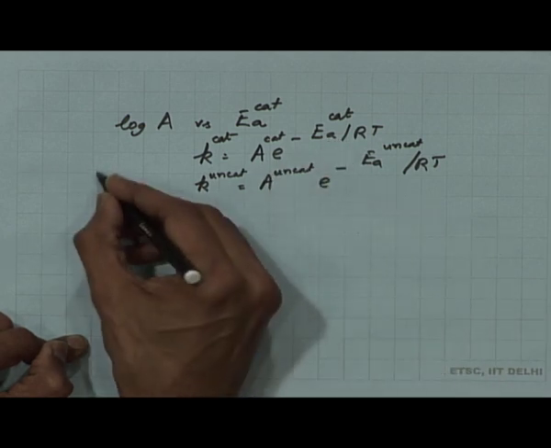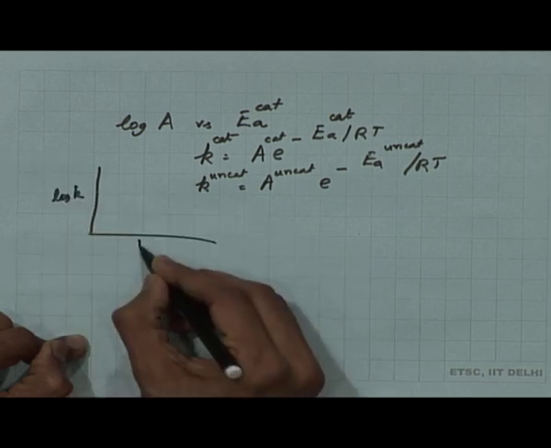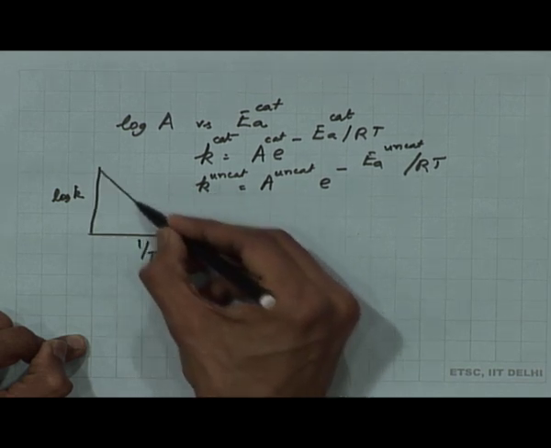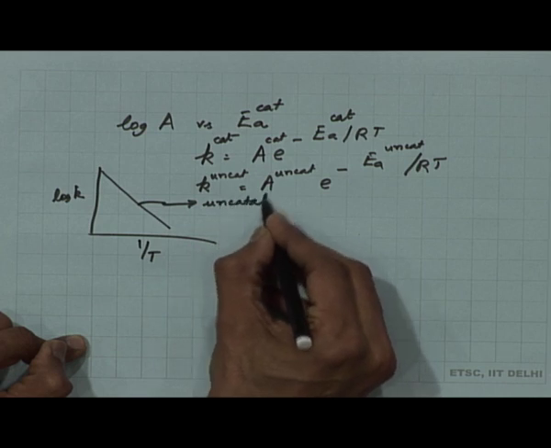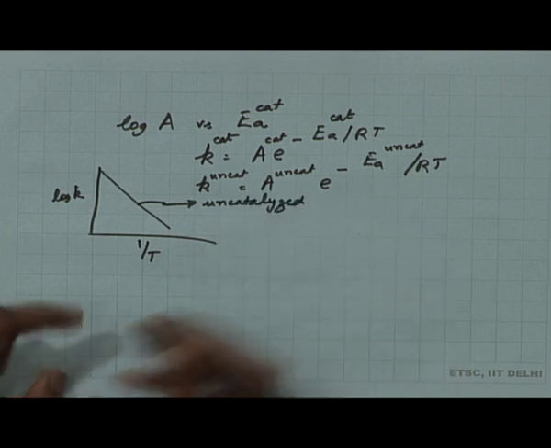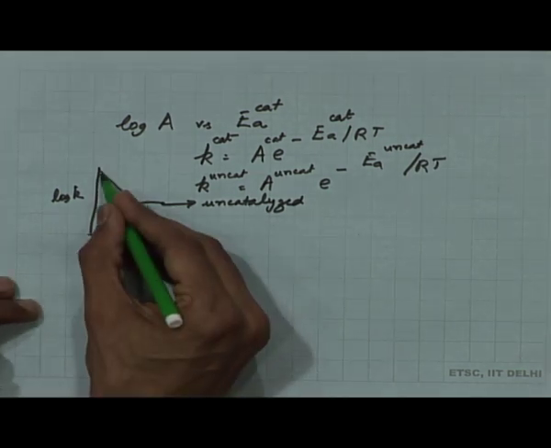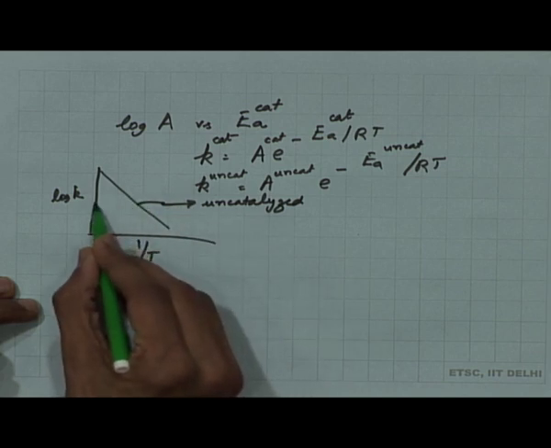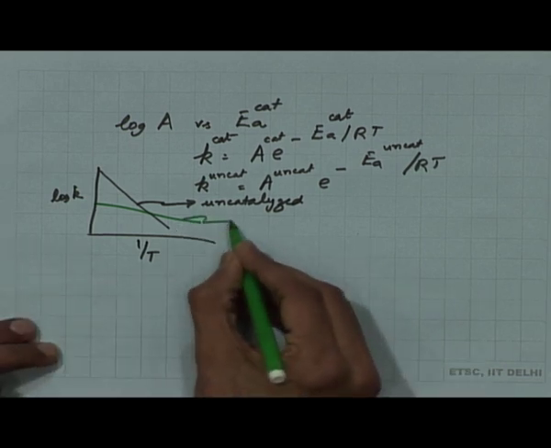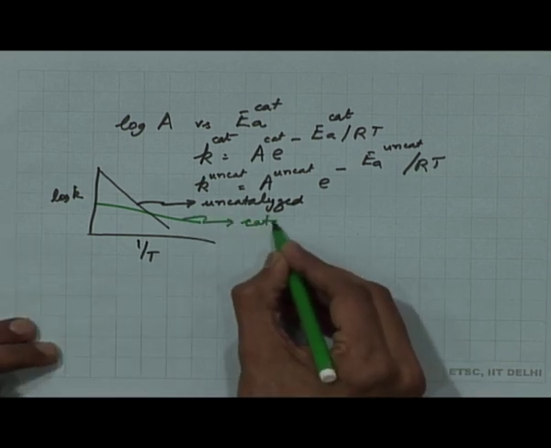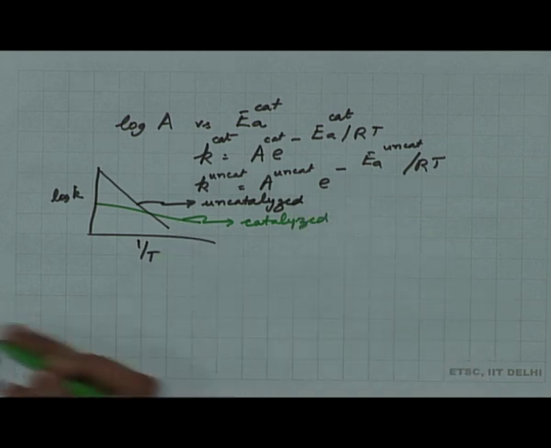So, that is something, and we looked at this. If you plotted log K versus 1 over T, you had the uncatalyzed reaction, which had a large slope and a high intercept, and the catalyzed reaction, which had a smaller slope and a smaller intercept. So, that is one thing that we discussed.